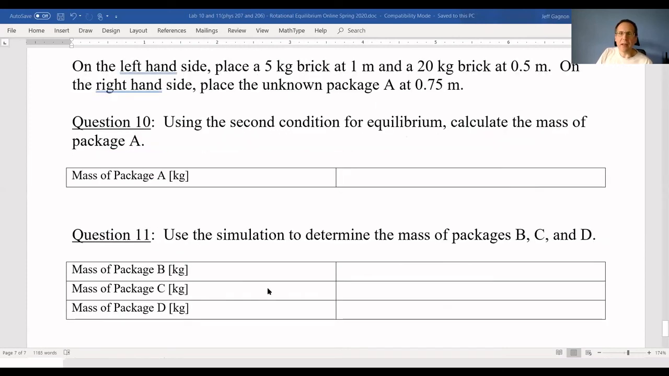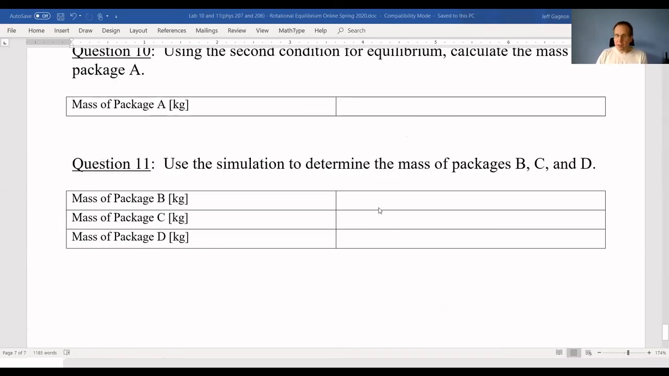In question 11, you're probably going to have to do some torque calculations, at least in your head. You might have to do this on paper. You don't have to show me them, but whatever method you want to use, if you want to just play around with the simulation, I want you to figure out the mass of packages B, C, and D.